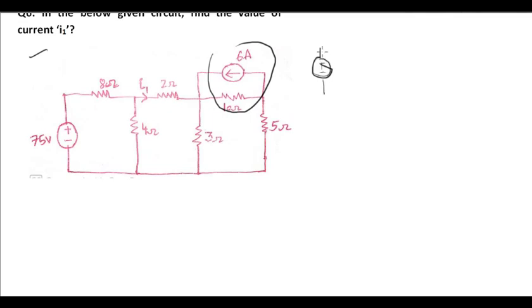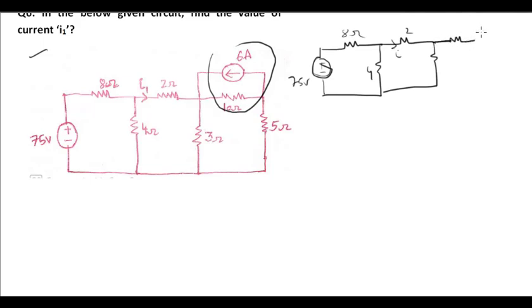Plus minus. This is 75 volt. This is 8 ohm. This is 4. This is 2 ohm. The current flowing here is I. This is 3 ohm. Now I am applying source transformation here. This will be 10 ohm and this will be plus minus 60 volt, 10 times 6 is 60 volt here, and this is 10 ohm and this resistance is 5 ohm. This is how we can redraw the circuit.